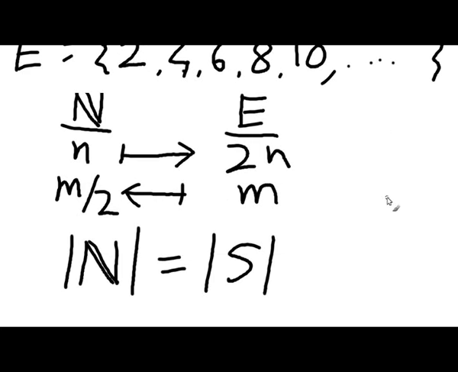So this also tells us that the cardinality of the natural numbers, which we had equal to the cardinality of the set S that we talked about earlier, is equal to the cardinality of the set of even natural numbers, which is E, right?